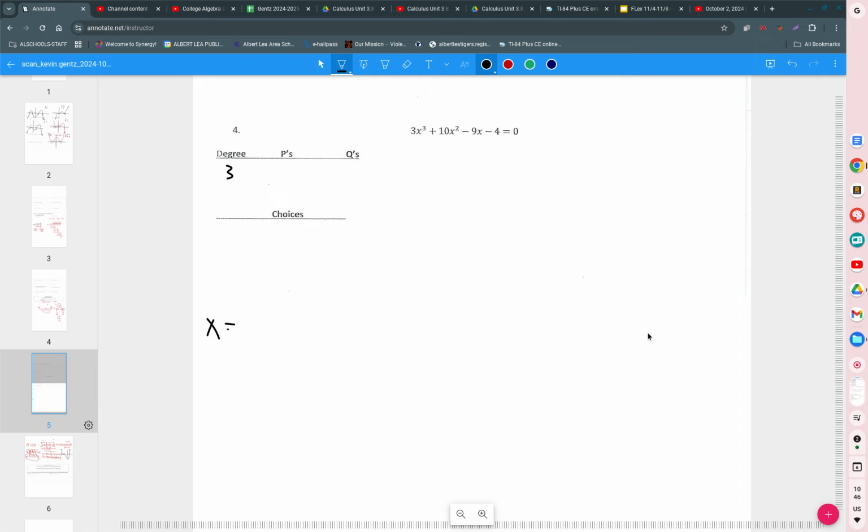If there are solutions, they come from your p's divided by your q's. P's are factors of the last term. Q's are factors of the first term. So your p's are 1, 2, and 4. Your q's are 1 and 3.